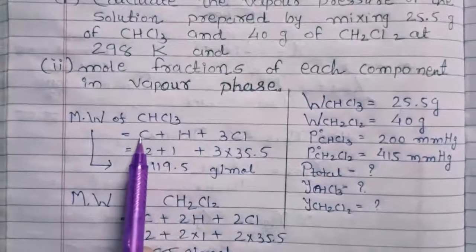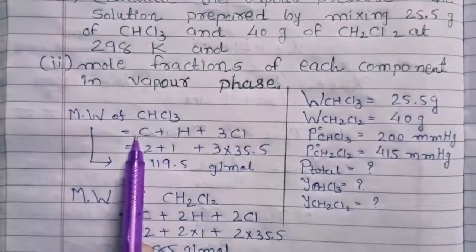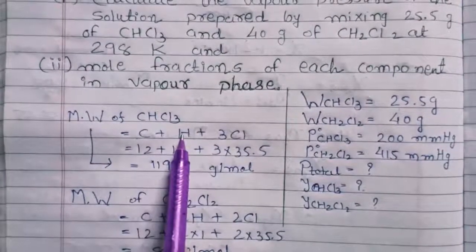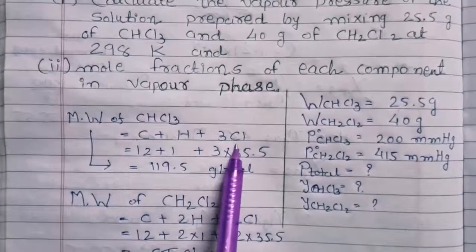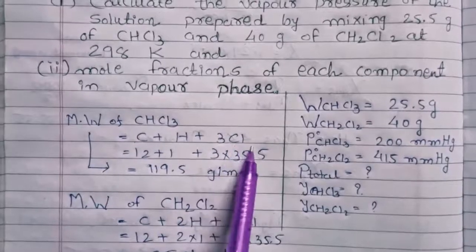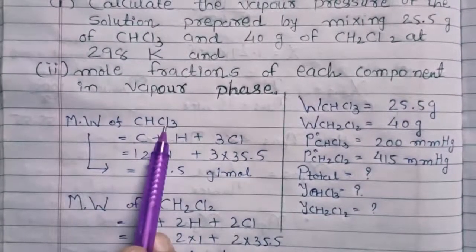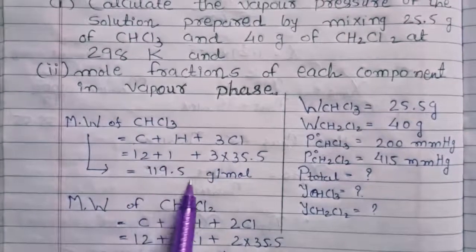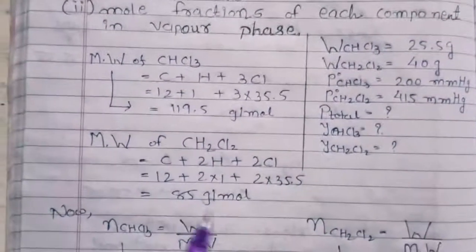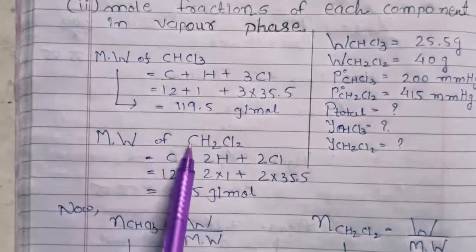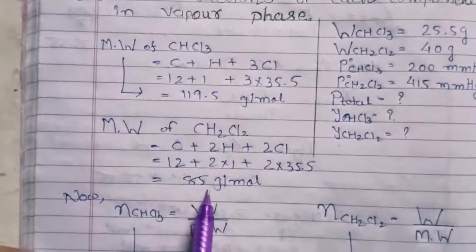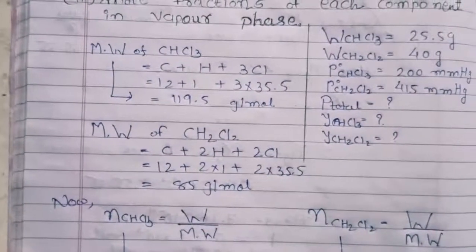Here, the atomic mass of carbon is 12, atomic mass for hydrogen is 1, and atomic mass for the one chlorine atom is 35.5. So replace all the values and you will get the molar mass of chloroform is 119.5 gram per mole. Similarly, the molar mass of CH2Cl2 is 85 gram per mole, right?